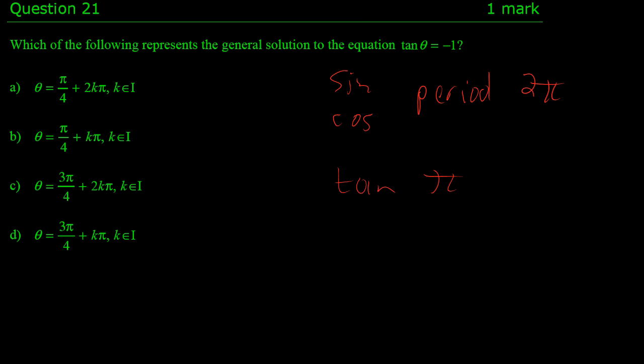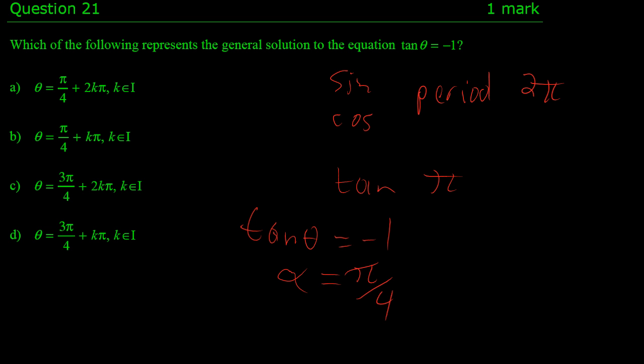So, if we're looking at this, right away we're down to a 50-50. It's either B or D, because our general solution is going to have a period of k times pi, where k is an integer. So if we consider tan, well, let's just try to solve tan theta equals -1. Our reference angle is pi over 4.